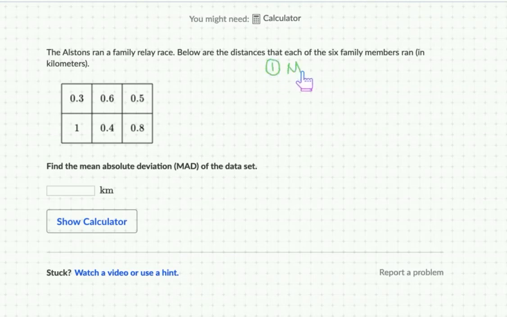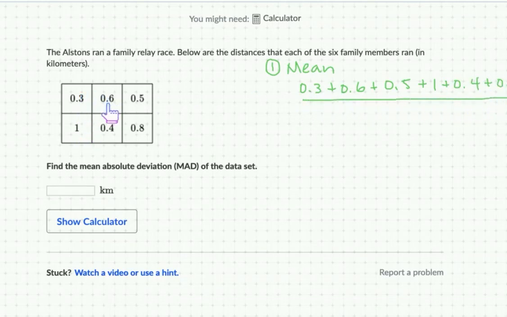So first step, as always, is to figure out the normal mean. That's going to be to take all those numbers and add them all together. After you add them all together, divide by how many? There's 2, 4, 6. So let's see, I'm going to need my calculator for that. 0.3 plus 0.6 plus 0.5 plus 1 plus 0.4 plus 0.8. So that adds up to 3.6 divided by 6. 3.6 divided by 6 is 0.6.